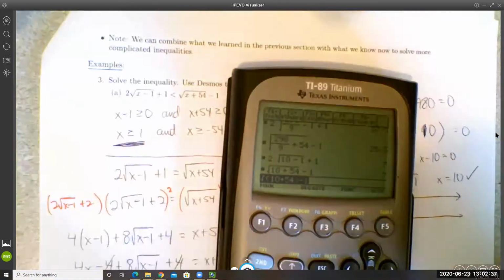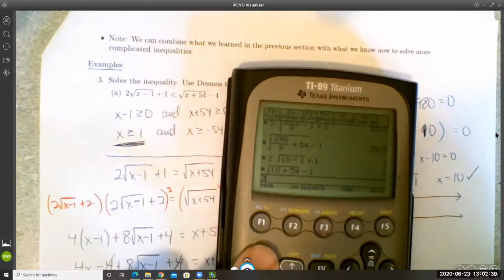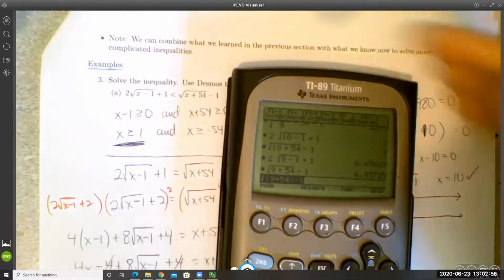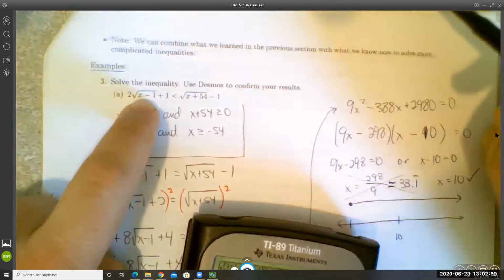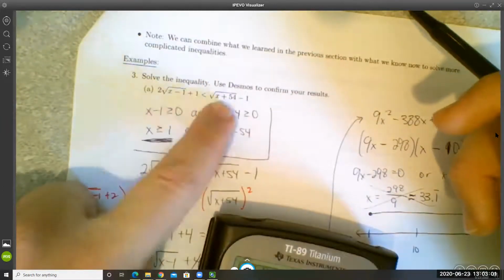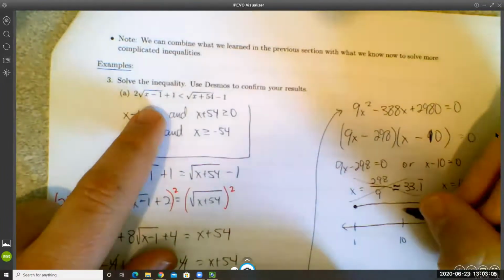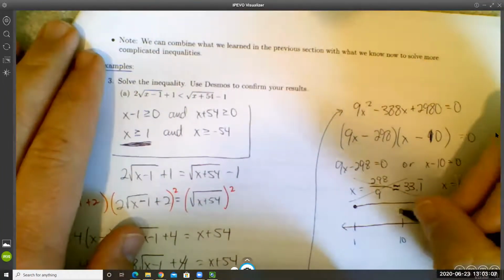Let's see. So 2 times the square root of 9 minus 1, plus 1, is about 6.7. And then on the other hand, the square root of 9 plus 54, minus 1, is about 6.9. So I'm 6.7 here, 6.9 there. This is definitely less than that. So I think that my solution set's going to be going this way.